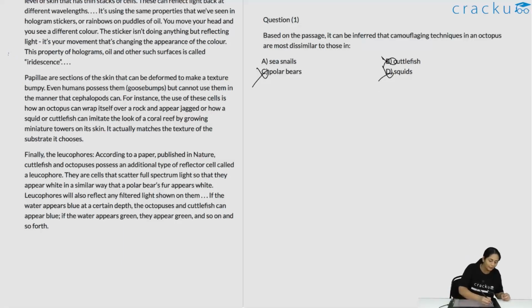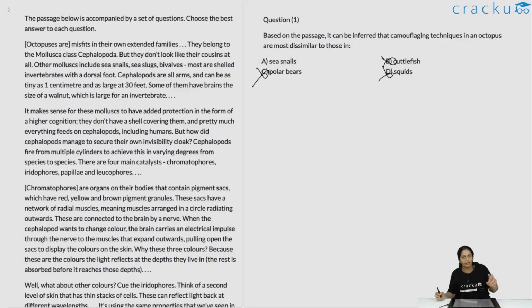Sea snails are other mollusks, and what have we been told about other mollusks and octopuses? That octopuses are very dissimilar to other mollusks. They do not have a shell. So sea snails don't actually camouflage themselves. They protect themselves through their shells. So octopuses are the most dissimilar to sea snails in terms of camouflaging, because the sea snails' camouflaging technique is not mentioned at all. In fact, another method of defense is given, which is having a shell. So sea snails are the only one where no commonality is given and an actual difference is given in terms of defense mechanism. So A would be the right answer.